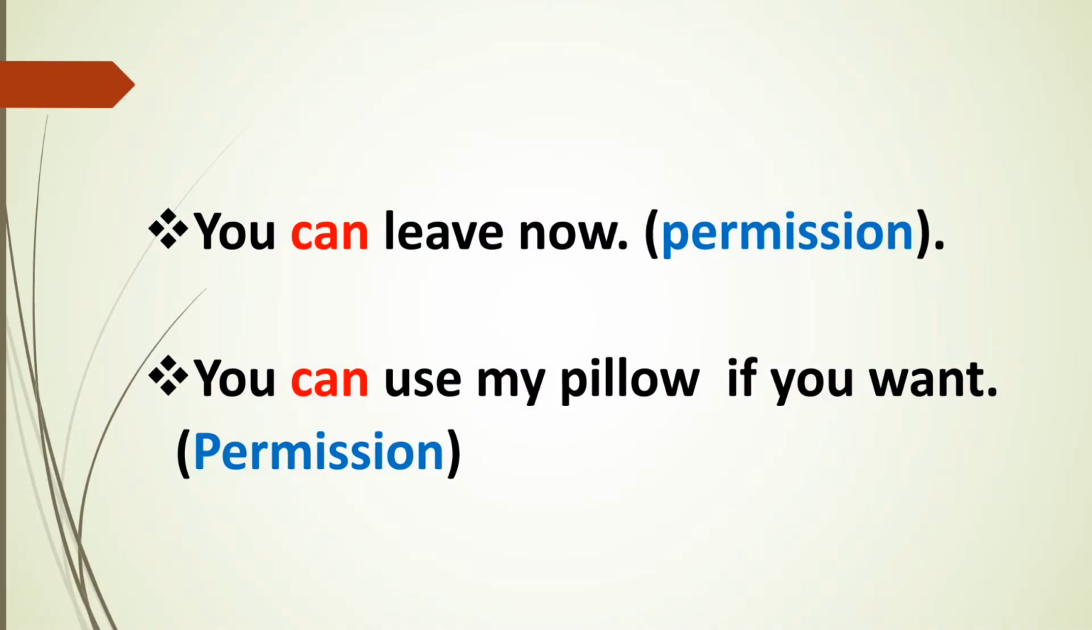Now let's move to the informal permission situations. Look at that. The example sentence is: You can leave now. This is not a conversation in a formal situation. This is about you and your family members, you and your friends, or you and your peers. You ask for permission, and they give you the permission. You can leave now.